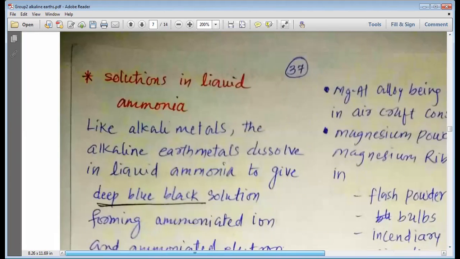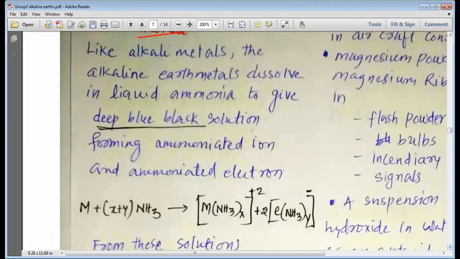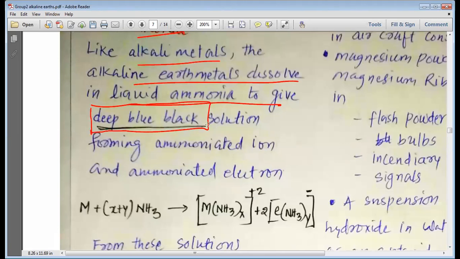Now, my dear students, we want to study about the solutions in liquid ammonia. So let us study about the solutions in liquid ammonia. Like alkali metals, the alkaline earth metals dissolve in liquid ammonia to give a deep blue black color. See, the alkali metals were just giving the deep blue color, but here we get a deep blue black color.